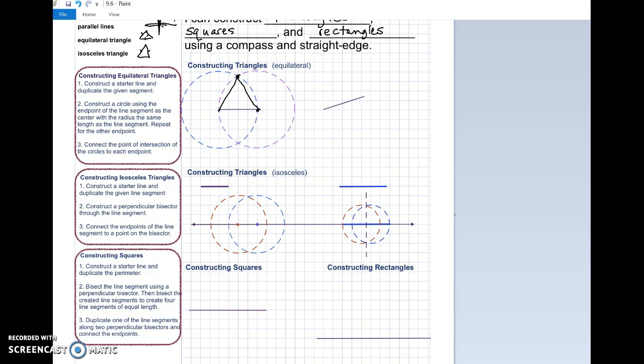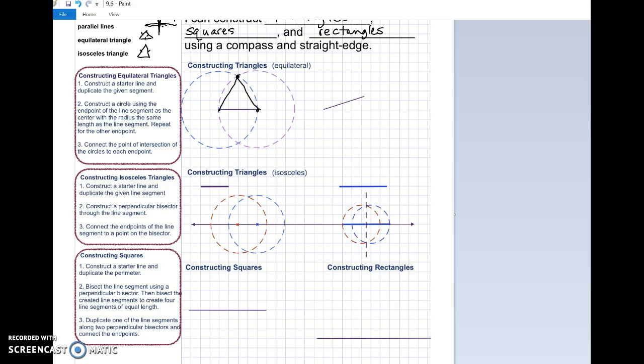Okay, so that's equilateral triangles. Now let's do isosceles triangles. Isosceles triangles have two equal sides, and one side is not equal to the other two. So I'm going to show you two different ways.